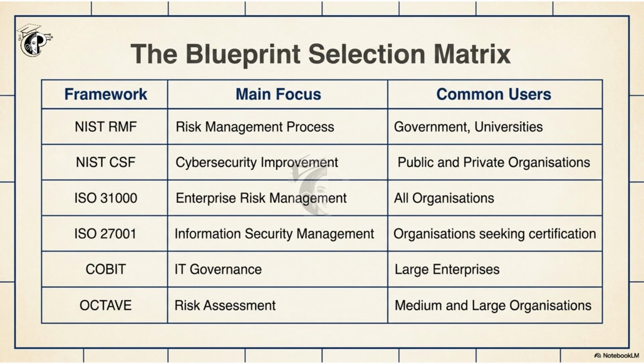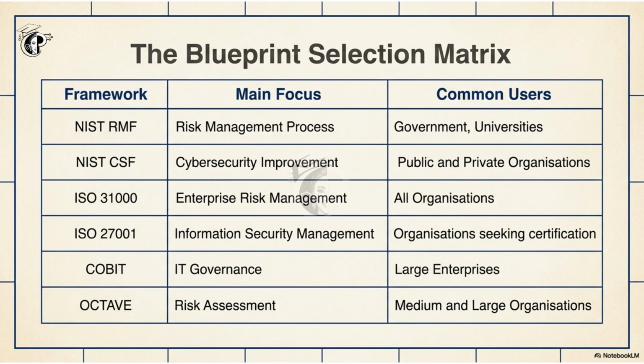I spoke of the ISO 27001 in the last class. I also talked about the NIST framework and the COBIT framework. So there are lots of them. We have the NIST risk management framework, the NIST cybersecurity framework, the ISO/IEC 31000, and then the ISO 27001, the COBIT and the OCTAVE. All these are the several kinds of frameworks that are being used.